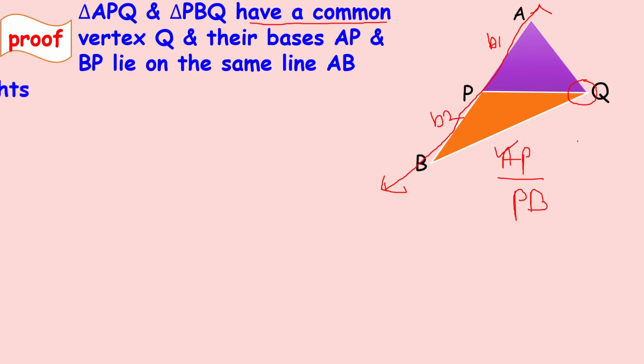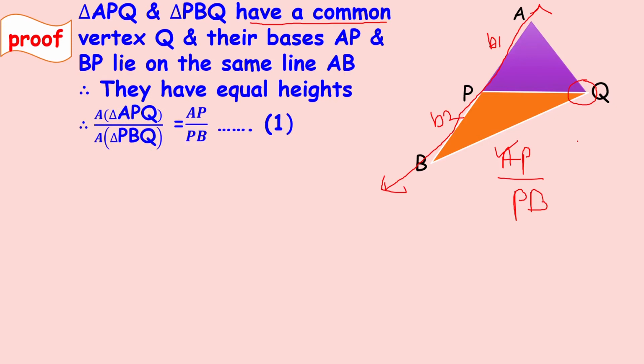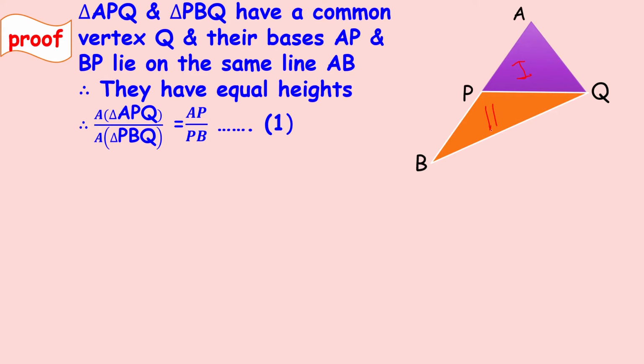Therefore we say that they have equal height. We know that if two triangles have equal height, then the ratio of the areas of these two triangles is equal to the ratio of their corresponding bases. Therefore, the area of the first triangle divided by the area of the second triangle is equal to base AP upon base PB. Then we write this first statement: the triangles have equal height.